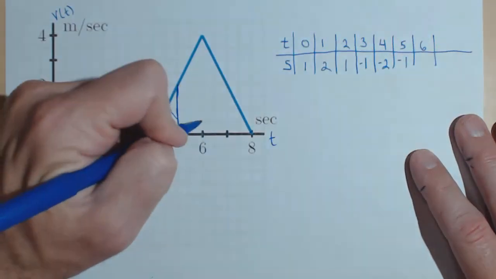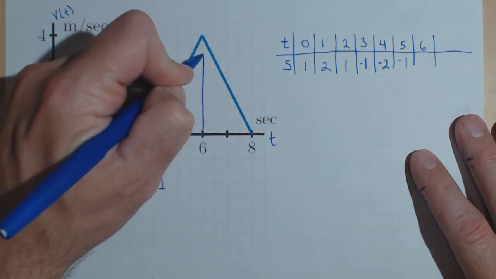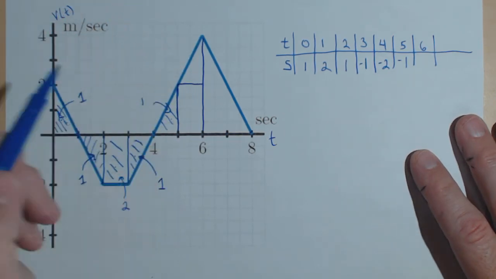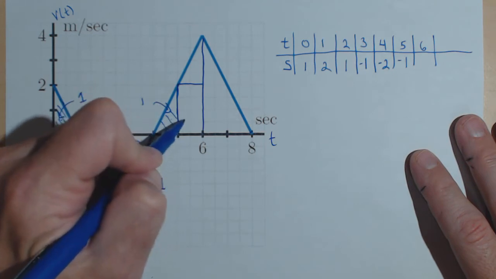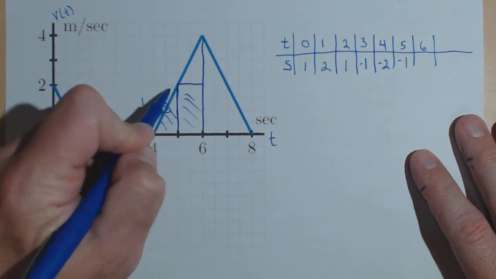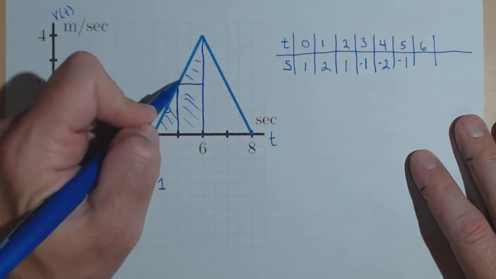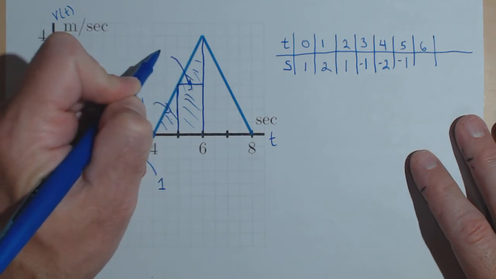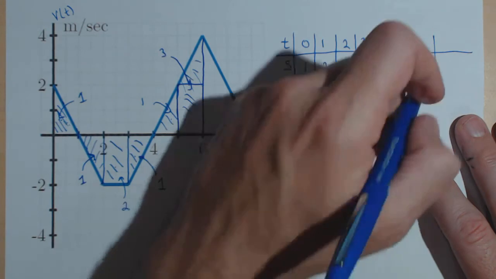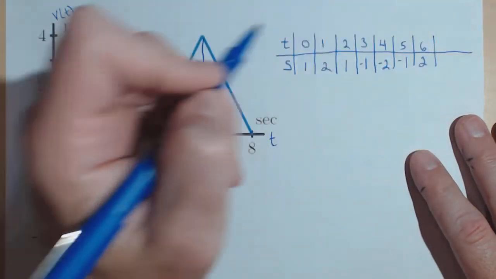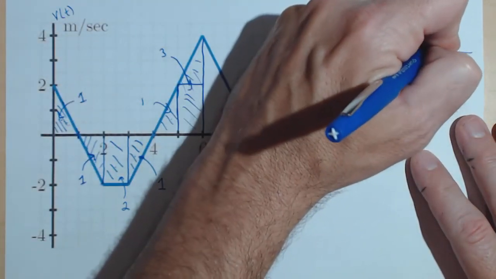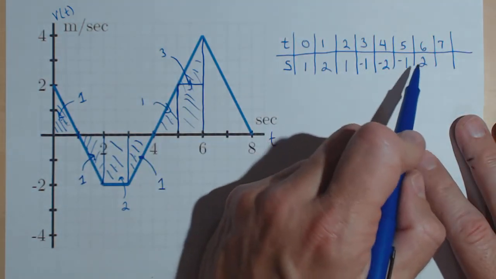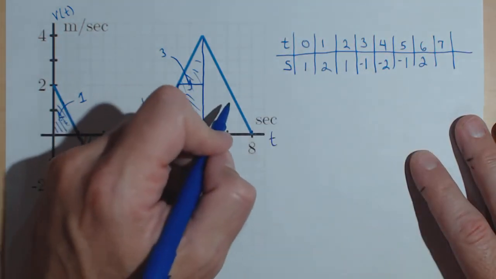6, we've got an interesting shape. A couple options. We could treat it as a trapezoid, or we could break it into a triangle and a rectangle. This rectangle has an area of 2. This triangle has an area of 1. So the total area here is going to be 3. So he's moving 3 meters forward. So now his position at 6 seconds is 2 meters from the original measuring spot.